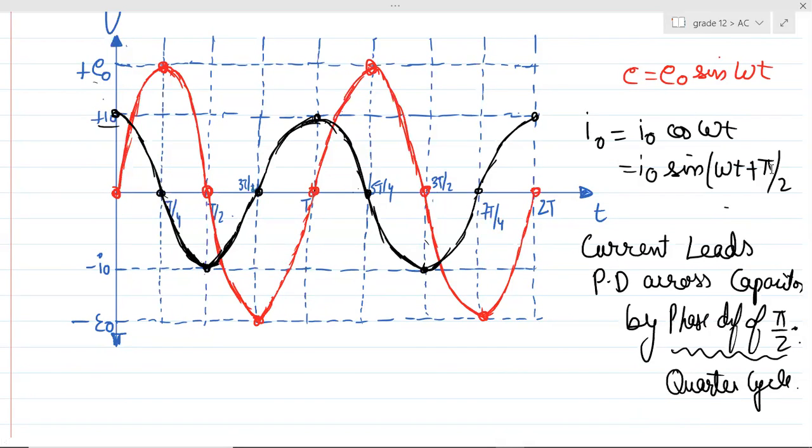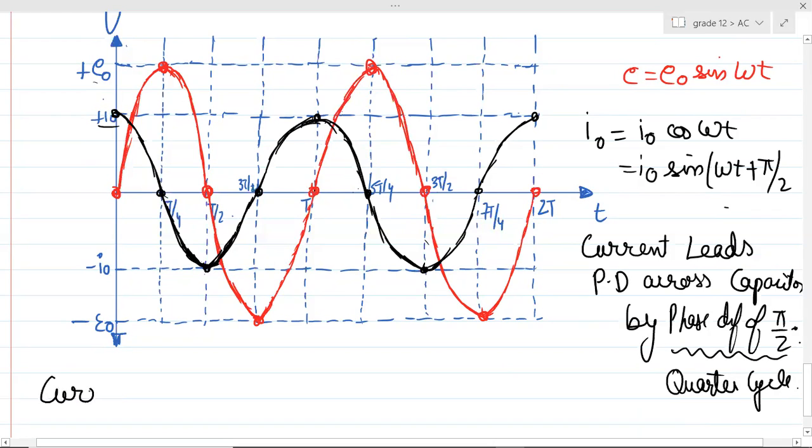Are you getting my point? So whenever you need to mention this, just look at the maximum value. Which one comes first? So can you see clearly in this graph that the current is reaching the maximum value first, and then the EMF is reaching after some time.